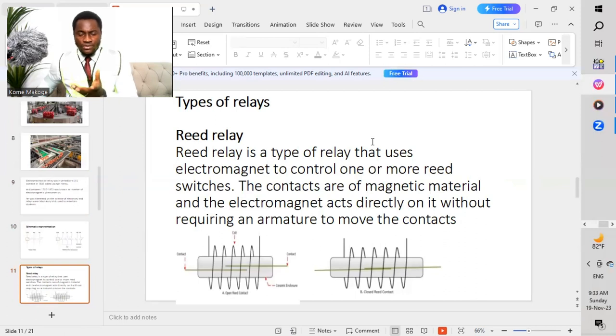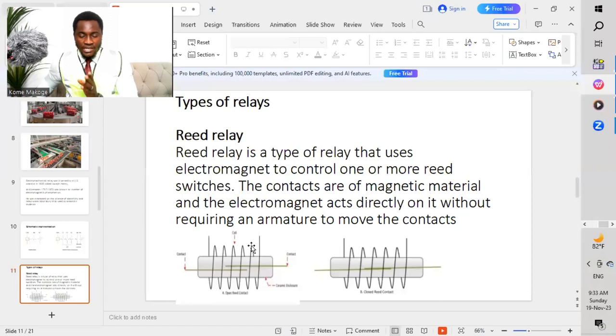I'll take us now to different types of relays. We have reed relays. The reed relay is a type of relay that uses an electromagnet to control one or more reed switches. The contacts are of magnetic material, and the electromagnet acts directly on them without requiring an armature to move the contacts. As you can see, there is no armature, there's no moving part.